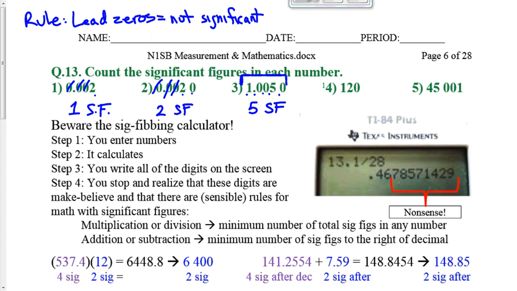With this number here, what they are saying is, not only could I read to the ones place, I could read to the tenths, the hundredths, the thousandths. I could see the tick mark for the thousandths, and then my guess digit is for the 10,000ths. Those are all representing actual measurement. That's why those extra digits matter. That's why the 0 at the end matters.